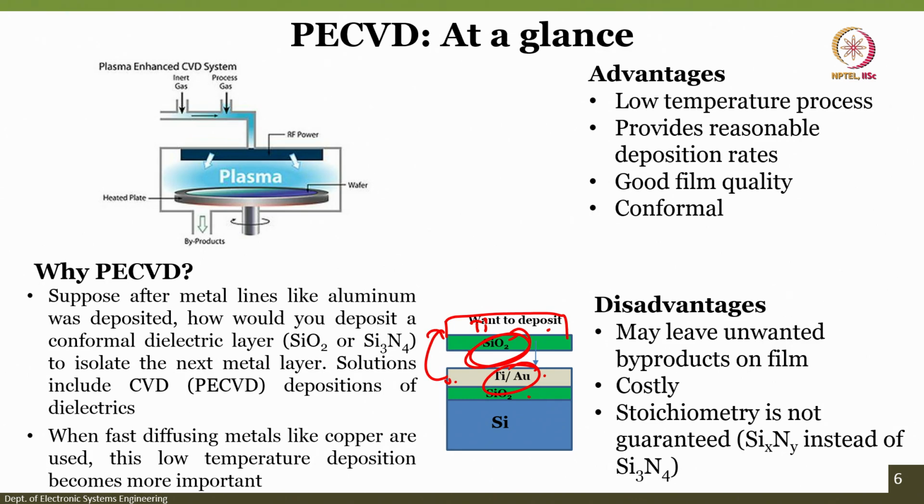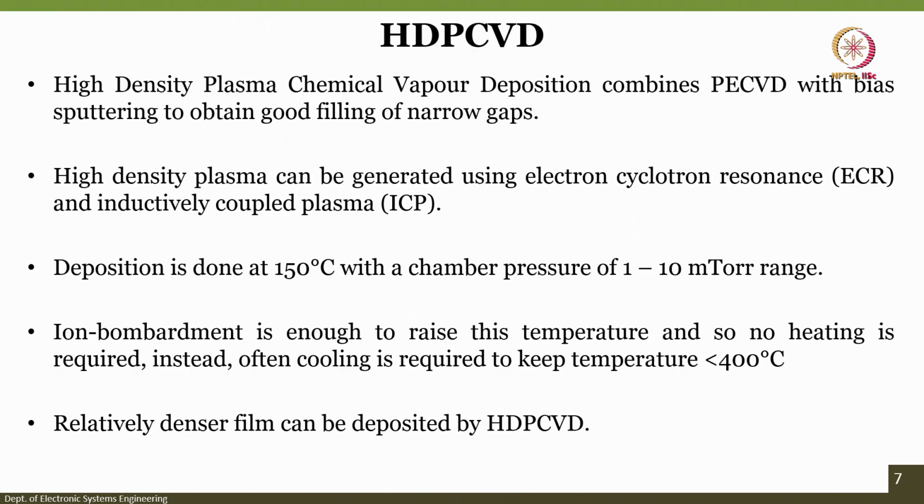When fast diffusing metals like copper are used, this lower temperature deposition becomes extremely important. So, this is the advantage of PECVD. Now, let us glance at HD PECVD. High density plasma chemical vapor deposition combines PECVD with bias sputtering to obtain good film in narrowing gaps. Very small gaps, if you want to fill with the oxide layer, you can use HD PECVD. High density plasma can be generated using electron cyclotron resonance, ECR, and inductively coupled plasma.